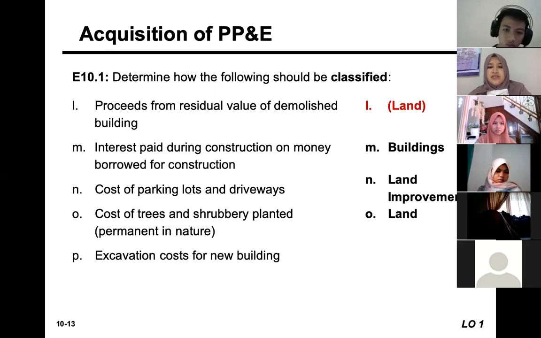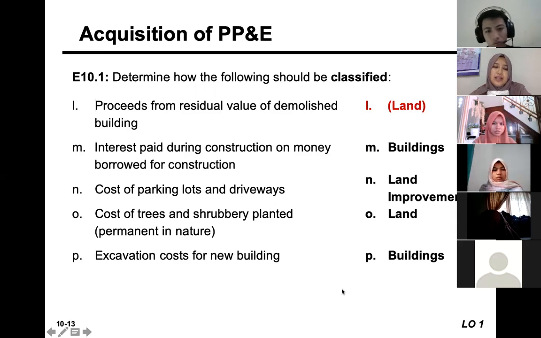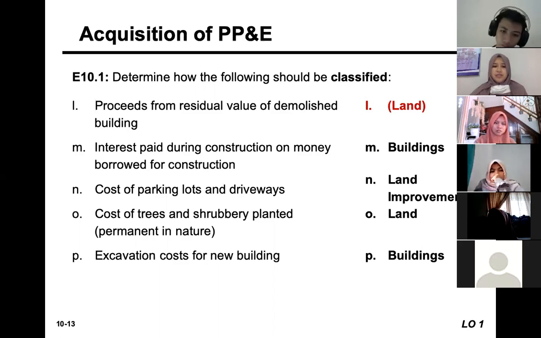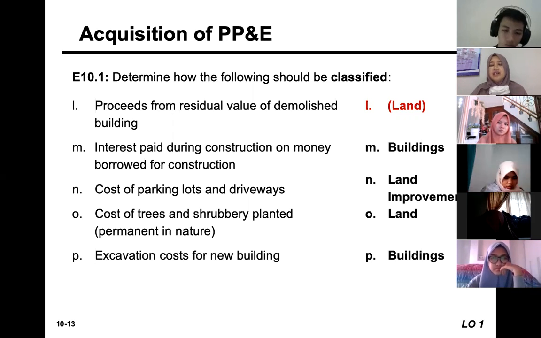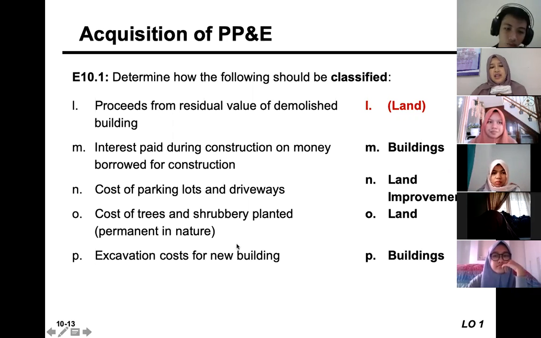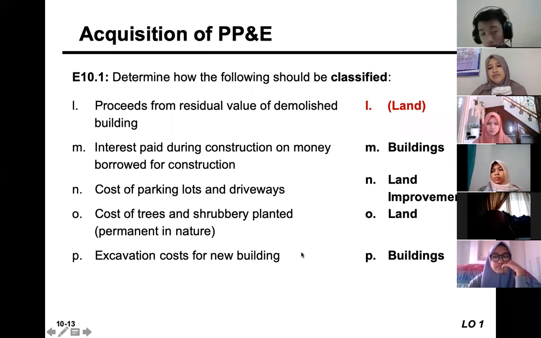Cost of trees and shrubbery planted is permanent in nature, it says, so it is included in land. Let's say the company builds a landscape which is not permanent in nature. That one will be included in land improvement. Landscape normally will be changed after 2 years, right? So it cannot be included in the land cost. But if it is permanent in nature, then it will be included in the land cost. Excavation cost for new building will be included in the building cost.